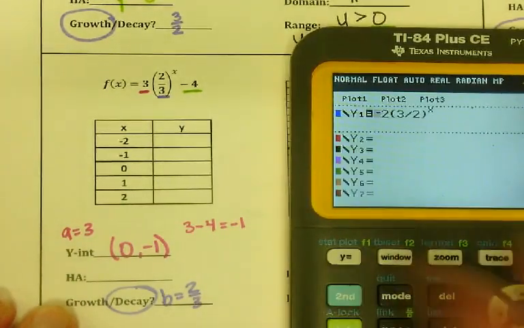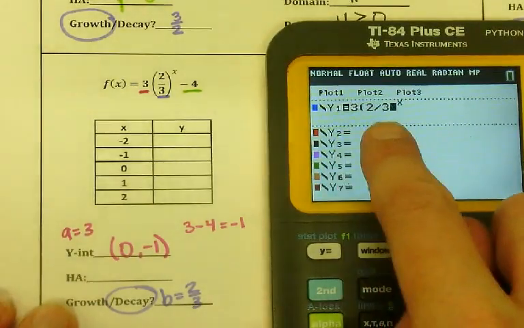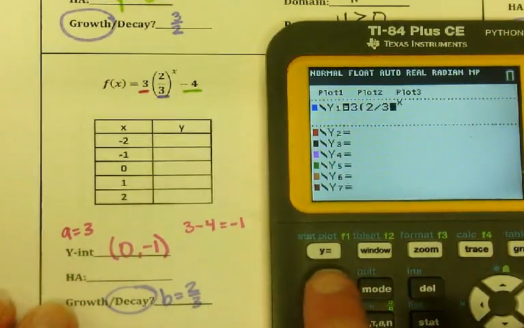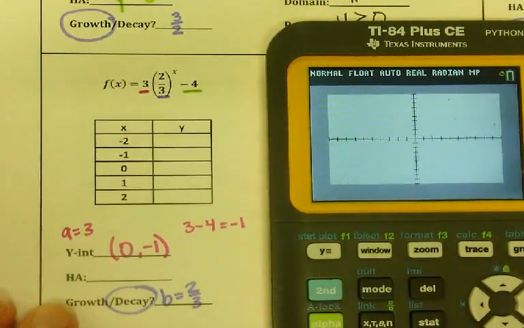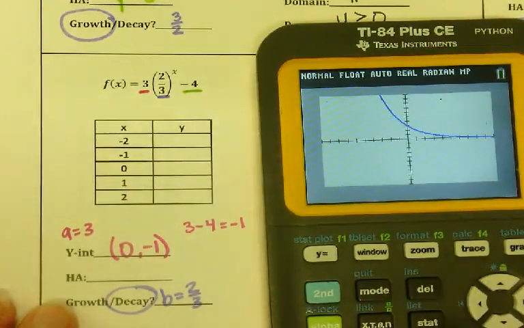Now, our table is going to back this up. I wanted to show you it numerically, but guys, our table is also going to back this up here. So if we have 3 times 2/3 to the x, and I go to my graph here, you're going to look at this. Okay, this is decay, so it's ending in that flat line behavior.